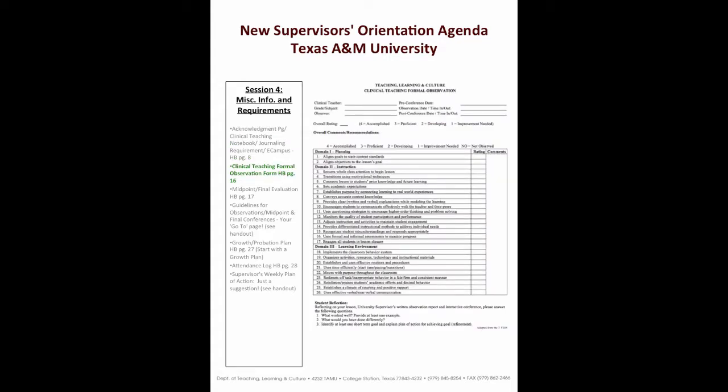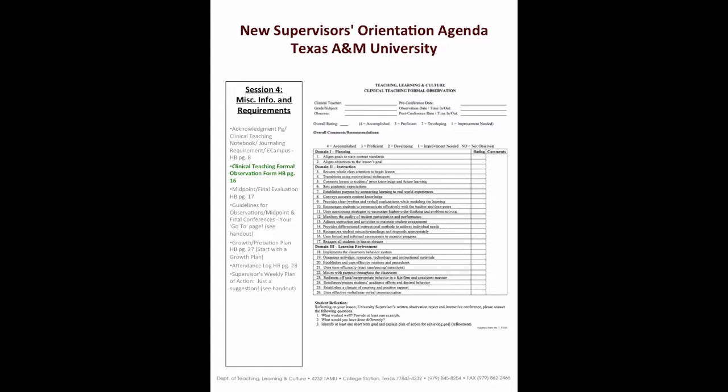The next slide is the formal observation form. Find this form on page 16 in the handbook. Our formal observation form has been adapted to reflect portions of the Texas Teacher Evaluation and Support System, referred to as T-TESS. You will use this form for critiquing your formal observations.